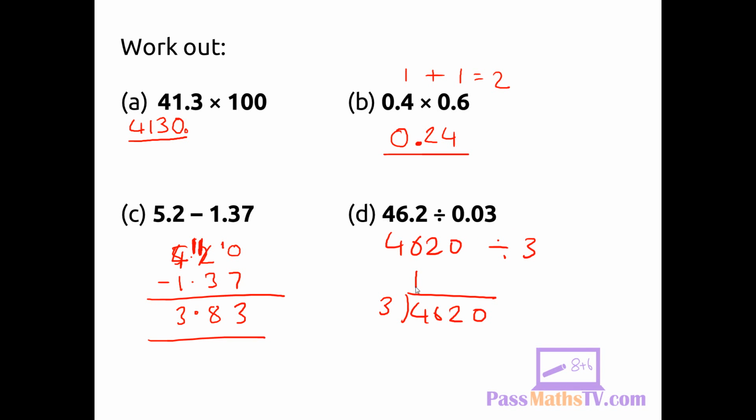3 goes into 4 once. I'm left with 1. This is now 16. So 3 goes into 16 5 times. I'm left with a remainder of 1. 3 goes into 12 4 times. And I put my 0 here. And the answer is 1,540. That's your answer.